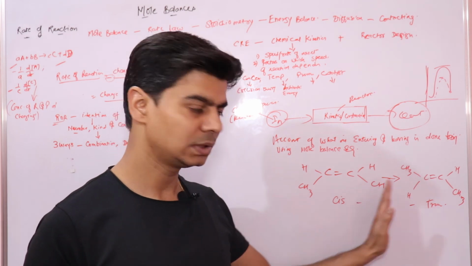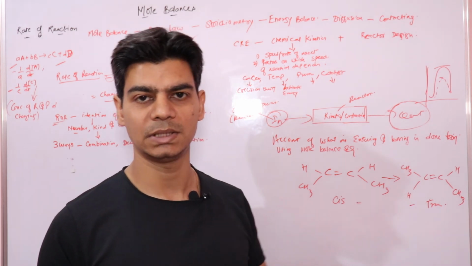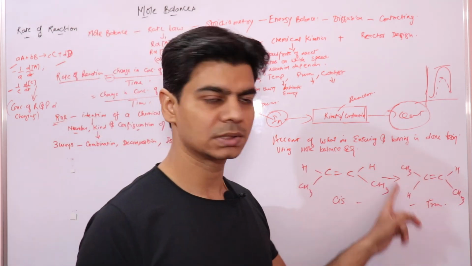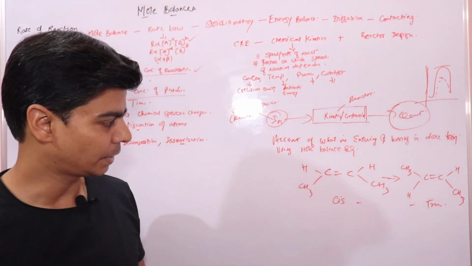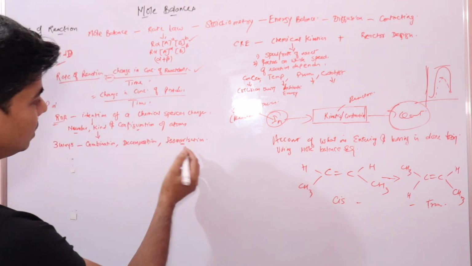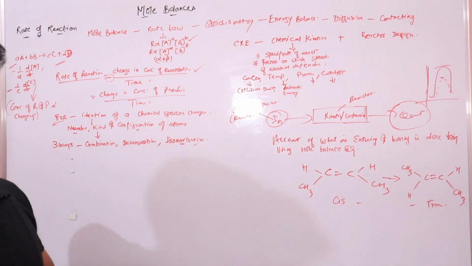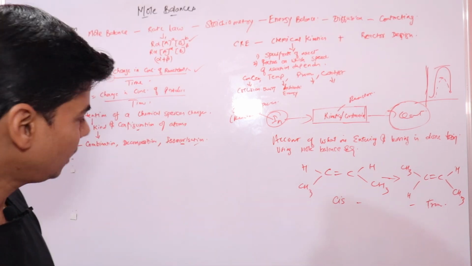And this type of change can take place through an isomerization reaction. We will say that cis-2-butene has isomerized into trans-2-butene. This is how configuration can change through isomerization. This is what it means.